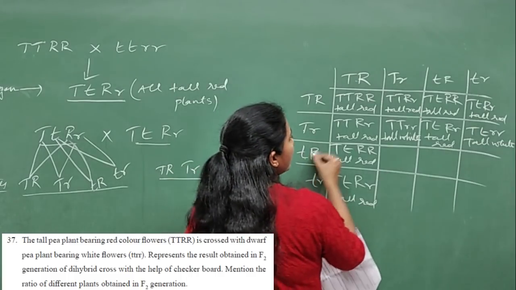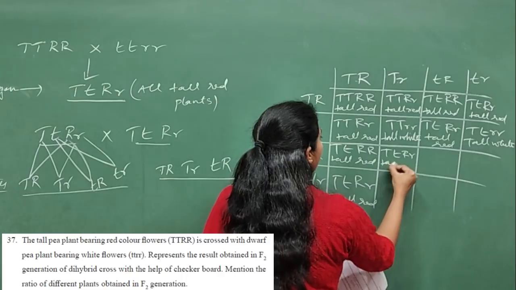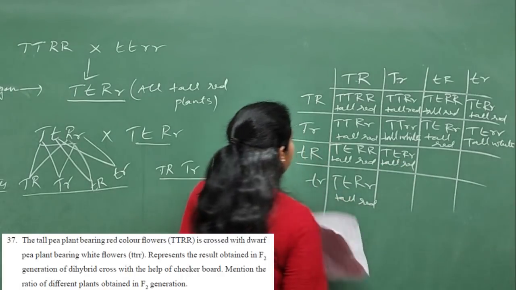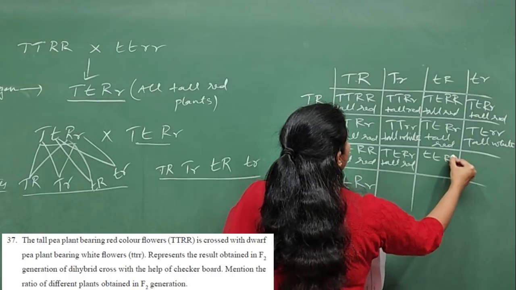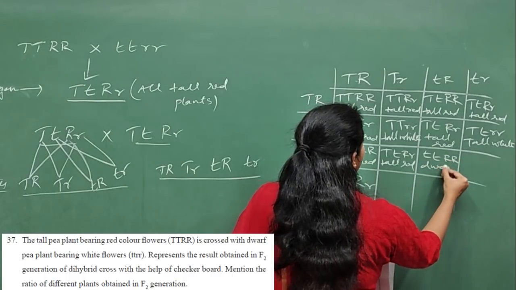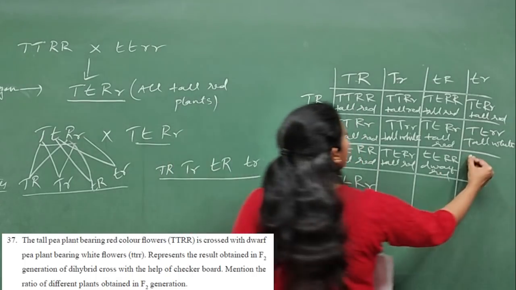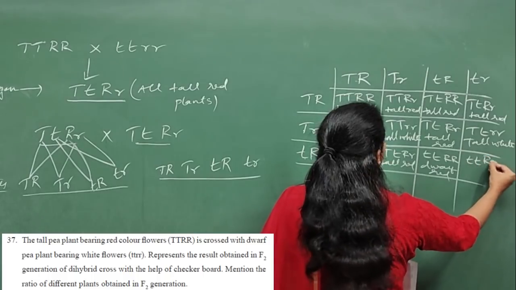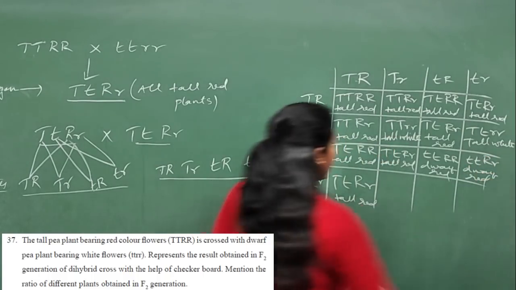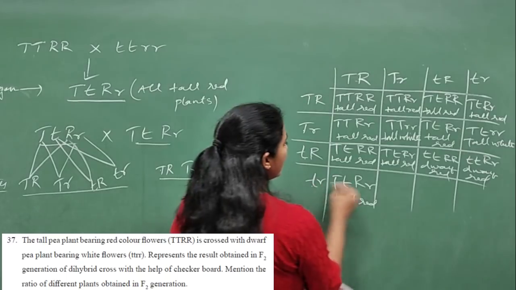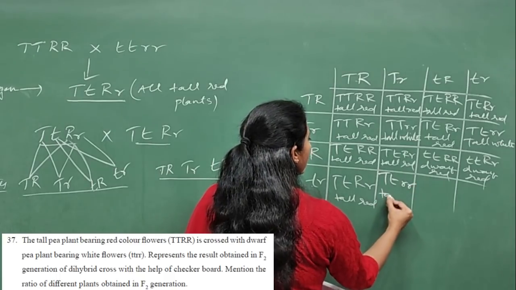Then this combined with this, so this is also tall red variety. Then you have this with this, so this is dwarf red variety. Dwarf red, different variety, right? And then small t capital R, this is also dwarf red variety. Then fill it up. Okay, so you should neatly do it in your examination.